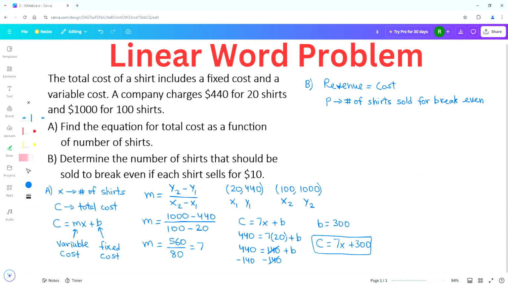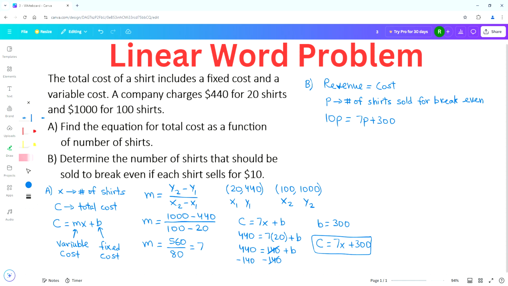The revenue from selling P shirts will be equal to 10P because 10 is the price of one shirt. The total cost for P shirts will be equal to 7P plus 300. We replace x with P in the total cost equation to get this expression for cost for P shirts. Now we have to solve this equation to find the value of P.